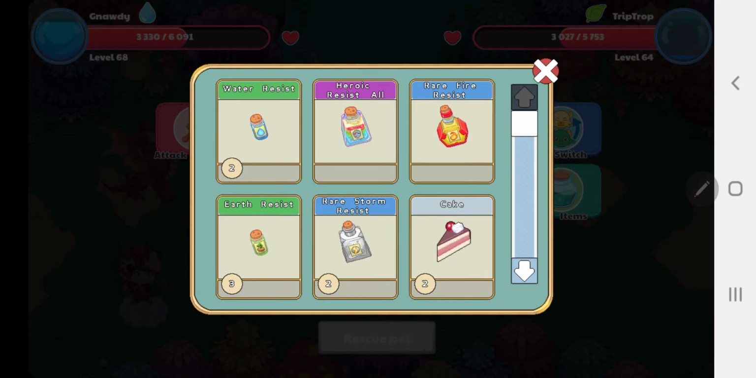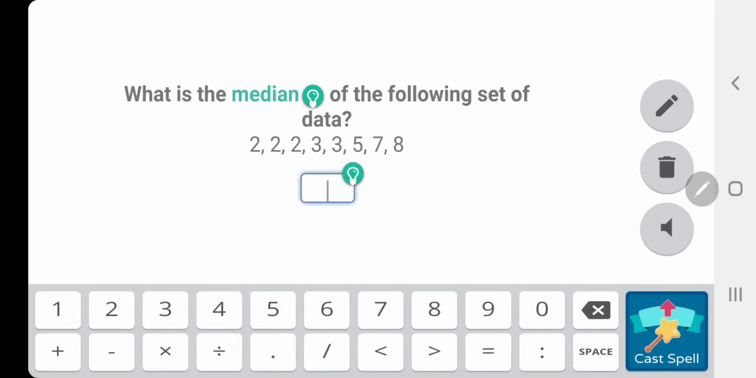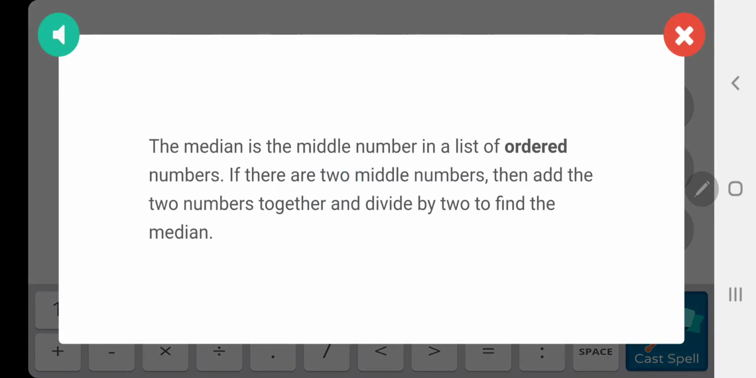So I touched this button because you didn't see I touched the Aiden button. Right here you could get the heroic resist all, so you will resist all attacks, and it will leave you with 1 HP if you're gonna die. Or the water resist, or you could get cures like cake and all of that. And you could rescue the pets, and you could have it on your team. I have a lot of them. So I'm just gonna do turns. I'm just gonna win it.